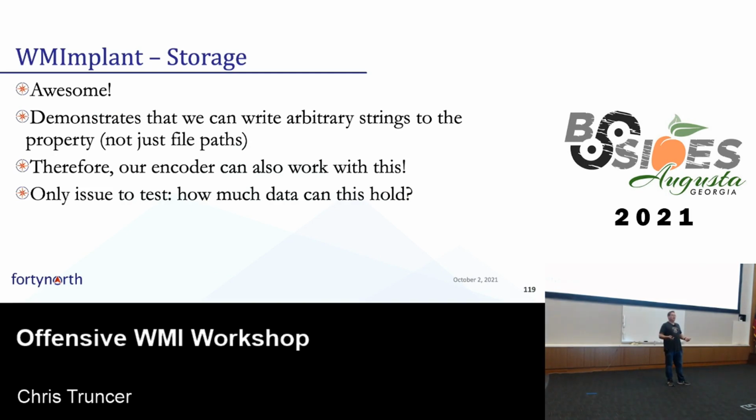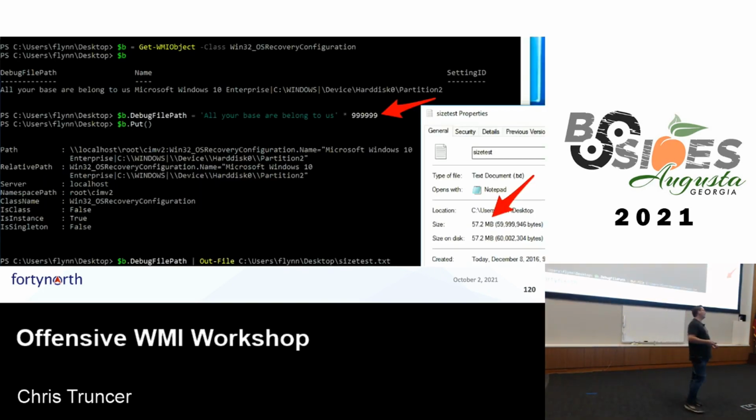So that was awesome because I can now write arbitrary strings to the property. It's not just a file path, right? There's no validation on the data that's being placed there. The WMI implant also uses an encoder, if I want to encode binary data. The encoder that's built into it will also work because it's basically just comma-separated numbers. The only issue to test, though, is how much data this can hold, and that's what I wanted to figure out next.